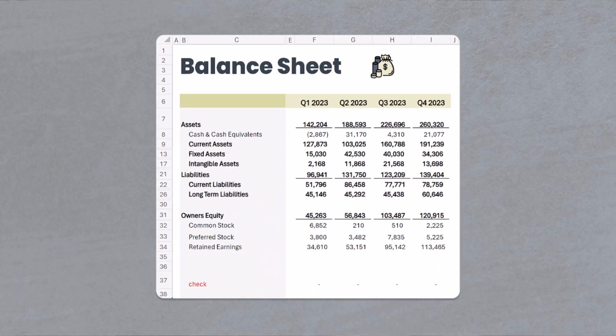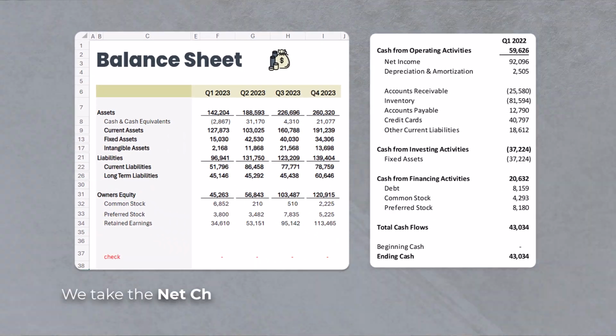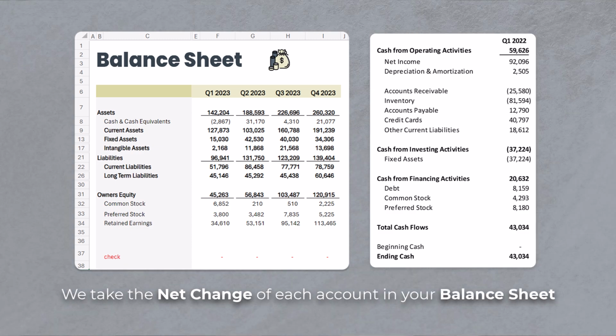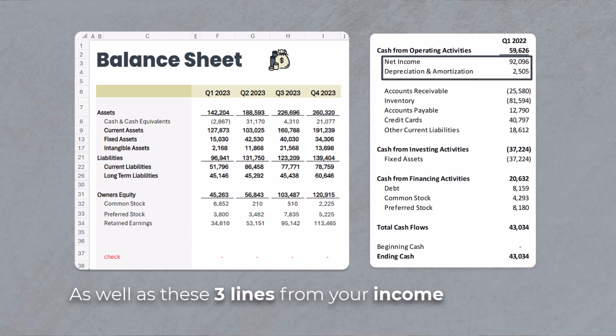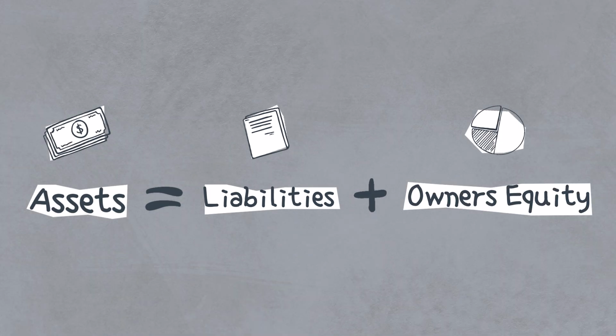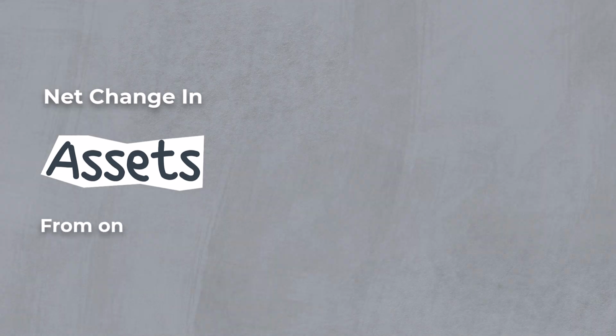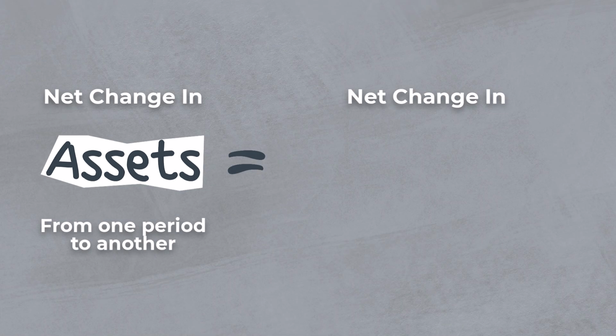The indirect method is a view very similar to your balance sheet, only instead, we take the net change of each and every balance sheet account, as well as these 3 lines from your income statement. Let me explain this to you in a way in which you could understand a little bit more clearly. We remember that assets equals liabilities plus owner's equity, right? Well then, under basic algebra, the net change in assets from one period to another must equal the net change in liabilities plus owner's equity from one period to another. So if you do this for all accounts other than cash, you'll know what your plug is to get your balance sheet to tie. Now, that's a very simplified version of how the indirect method works.